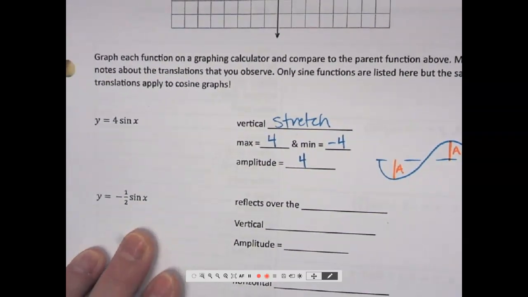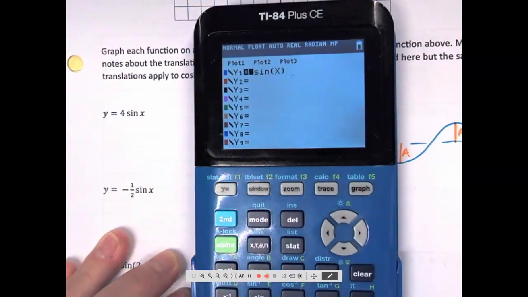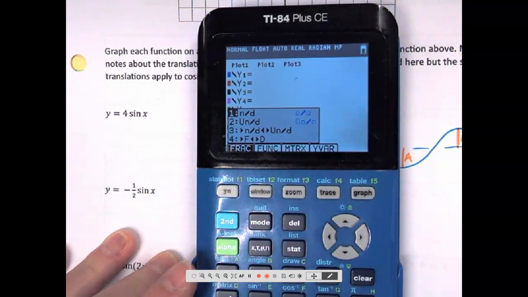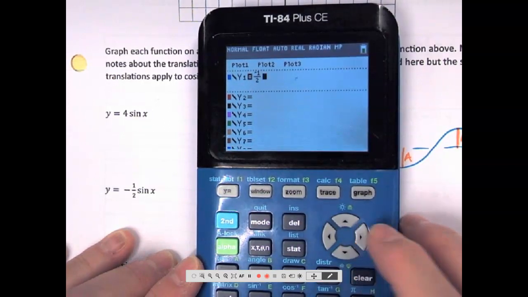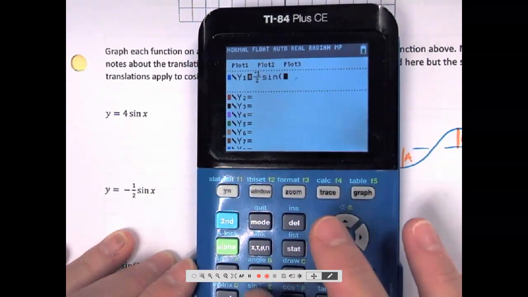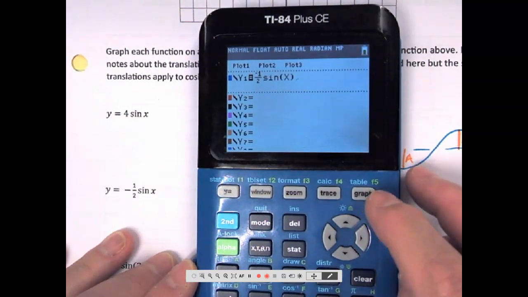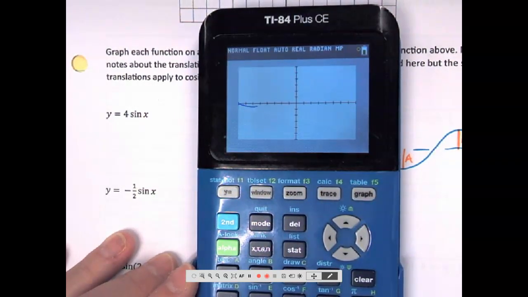Okay, so let's look at this next one. -1/2 sine x. If you want a fraction key, remember how to find that. It's alpha y equals -1/2 sine x. Okay, let's see how it changes it compared to the parent graph.